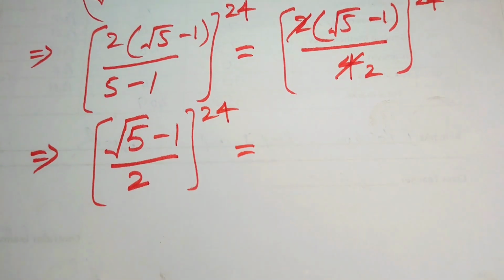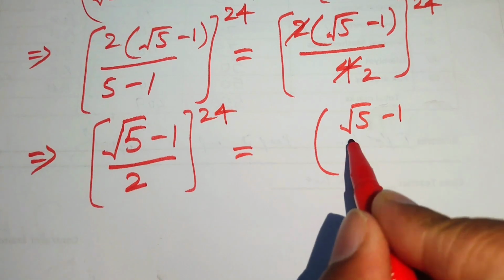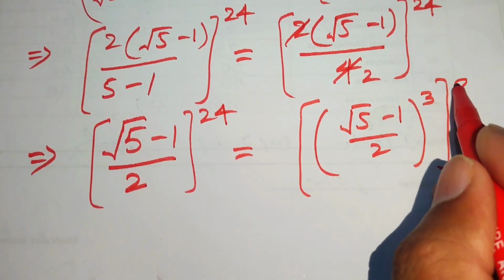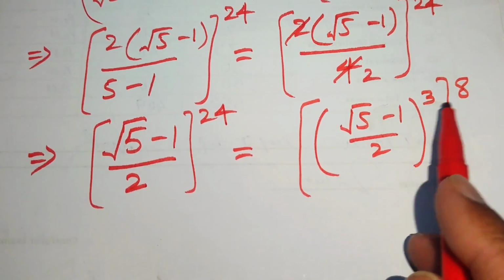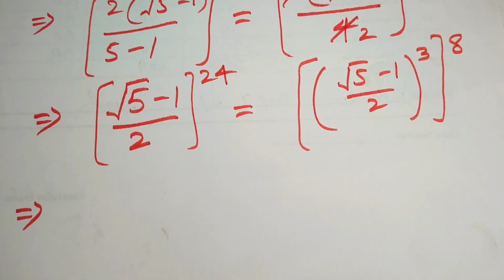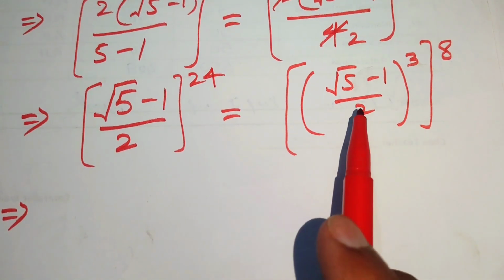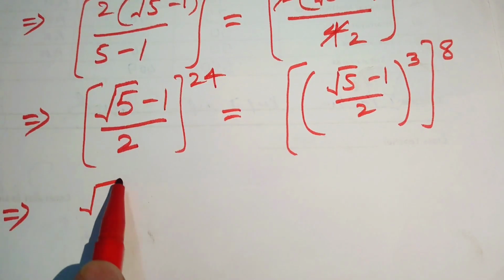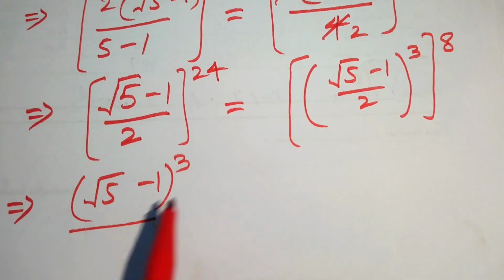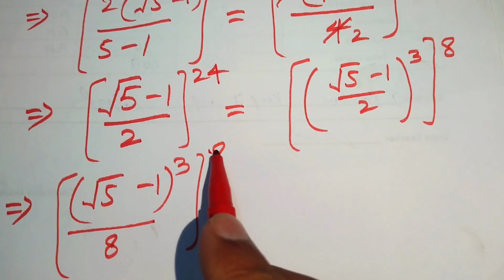So now we break its exponent 24, and we write it as square root of 5 minus 1 over 2 cubed, and its exponent is 8. We break this 24 and we write it as 3 times 8 becomes 24. And after this step, we need to just apply the cube separately on both of these terms, and it will be written as square root of 5 minus 1 cubed, and we know that the cube of 2 becomes 8, and its whole exponent is 8.